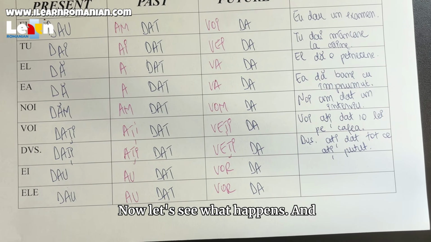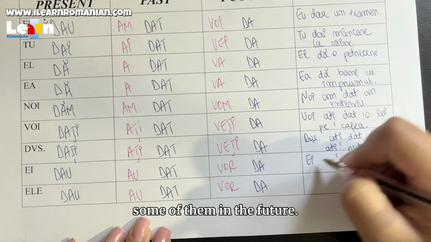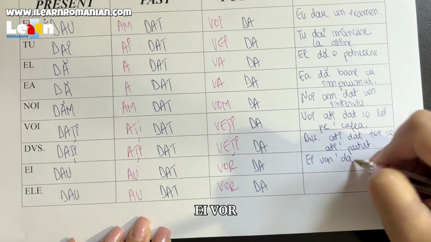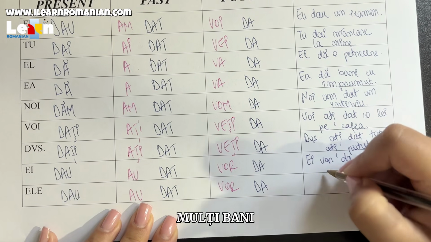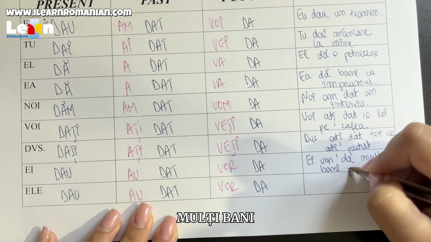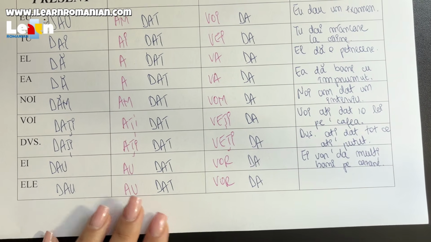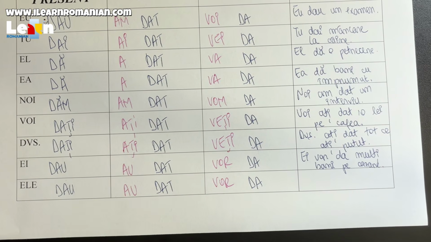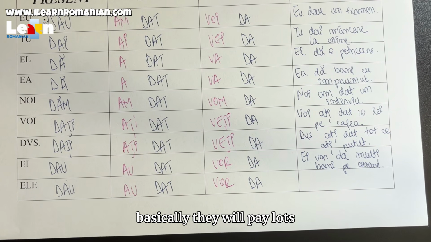Now let's see some of them in the future. Ei vor da mulți bani pe cazare. Ei vor da mulți bani pe cazare is they will give a lot of money for accommodation, or basically they will pay lots of money for accommodation.